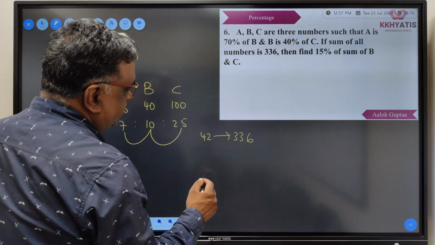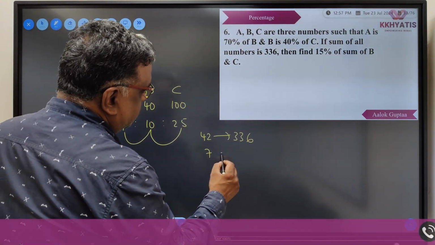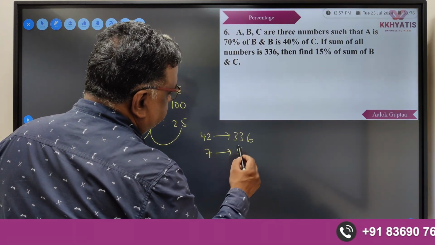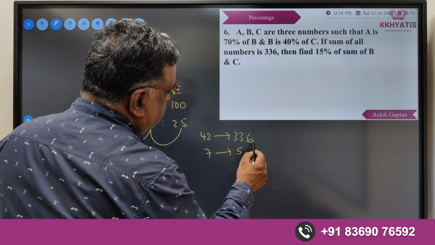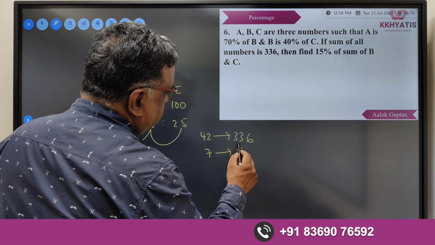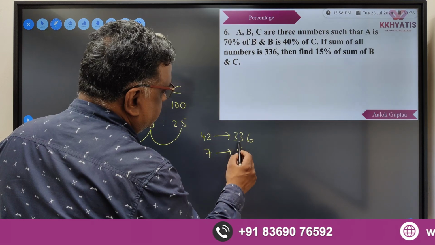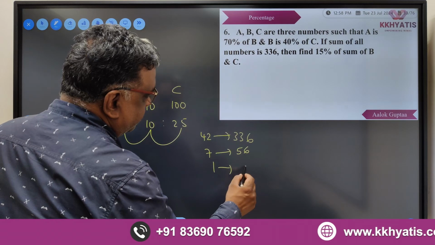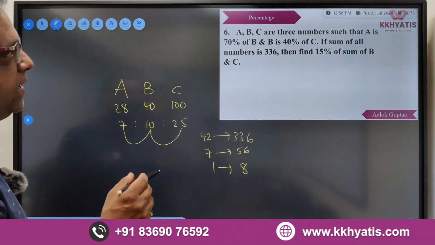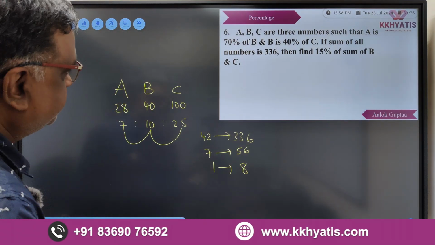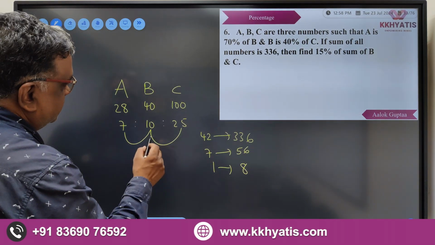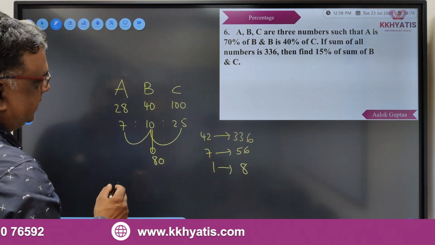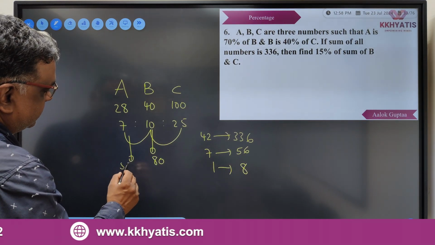Which means if I divide this by 6, this will be 7. If I divide by 6, this will be 5, and 336 divided by 6 is 56. So 1 will become 8. Now I have to find 15% of the sum of B and C. So B is 10, so actually it will be 80 because 1 is 8, so 10 will be 80, and A will be 56.